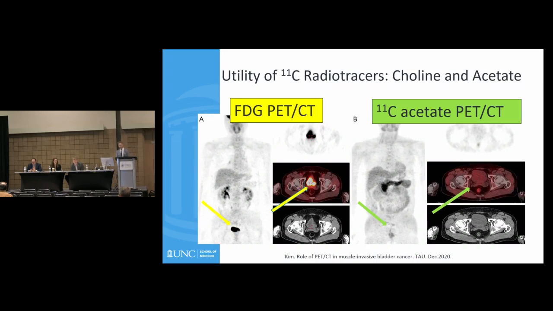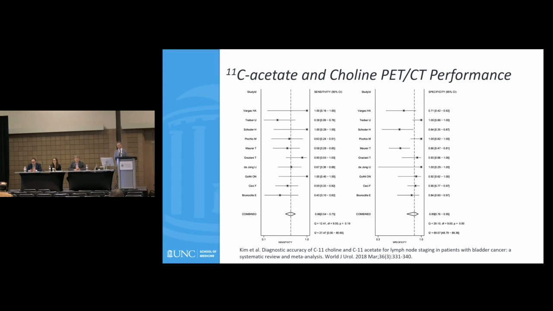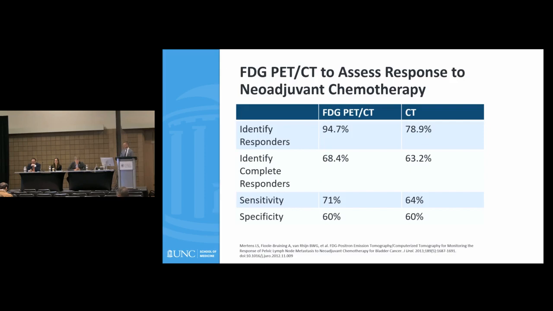So other radiotracers, just briefly: choline and acetate are radiotracers we can use to stage bladder cancer. However, they don't pool in the urinary system. They're rather physiologic in the pancreas, spleen, and liver, so they don't obscure the primary tumor like FDG PET. A large meta-analysis looked at the performance characteristics of acetate and choline PET. You can see their sensitivity is somewhere around 66%, specificity high at around 89%, but the take-home message is that this is similar to the performance characteristics of contrasted CT, MRI, and FDG PET.